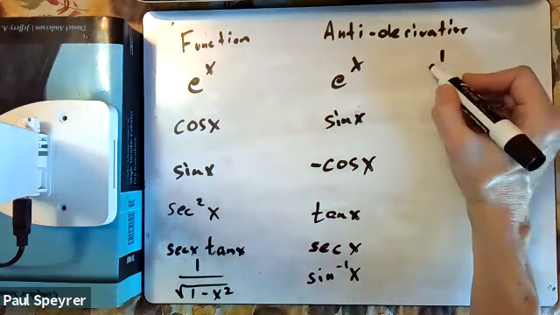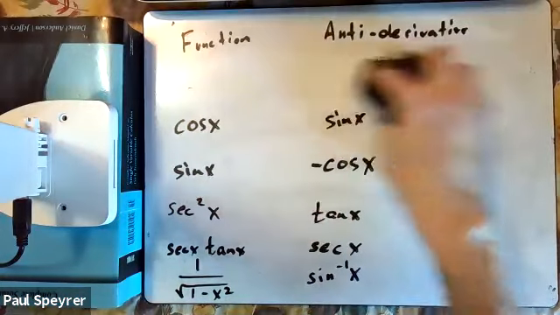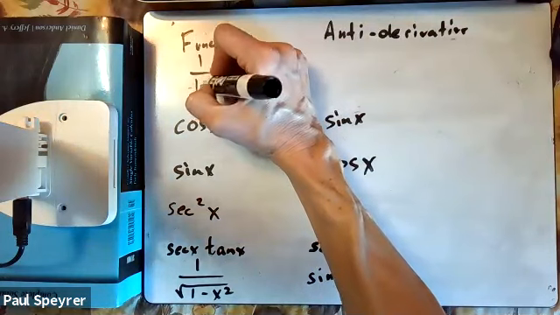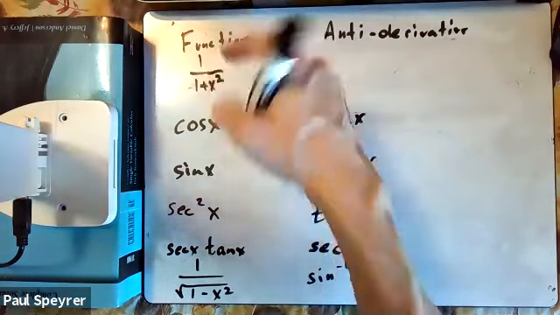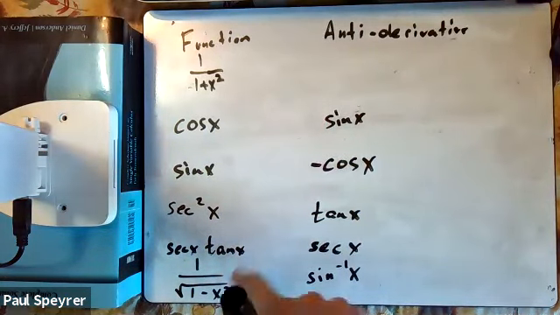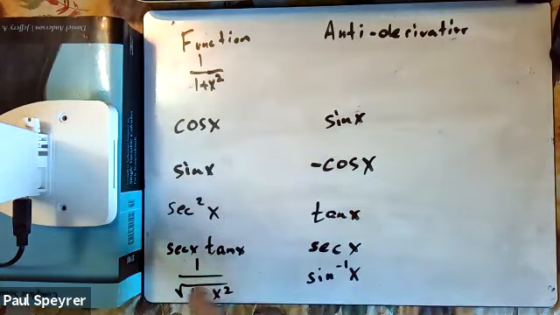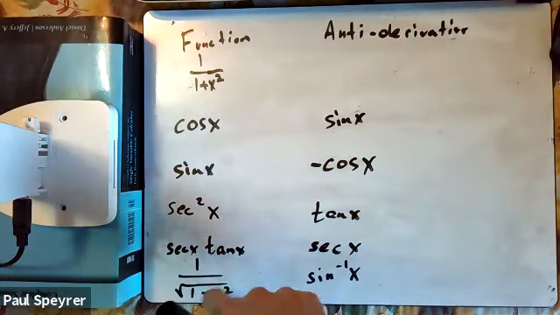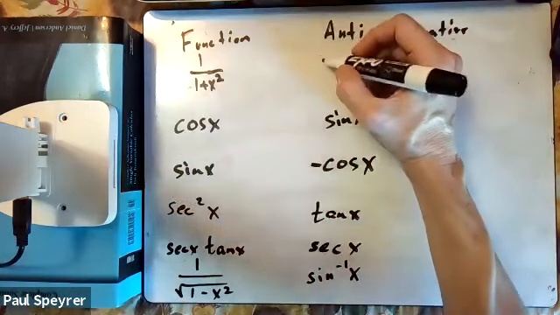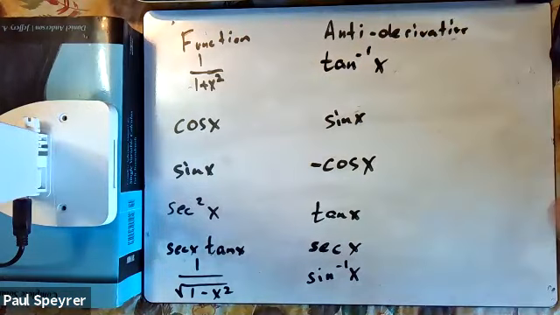Or if I had 1 over 1 plus x squared, if I approach it the same way that I did this one right here, what function could I take the derivative of that would bounce me back to here? Well, whenever you have these 1 over 1 plus or minus x squared under some roots or not under root like this, it's probably some kind of arc function, and it's the arc tangent of x in this case.